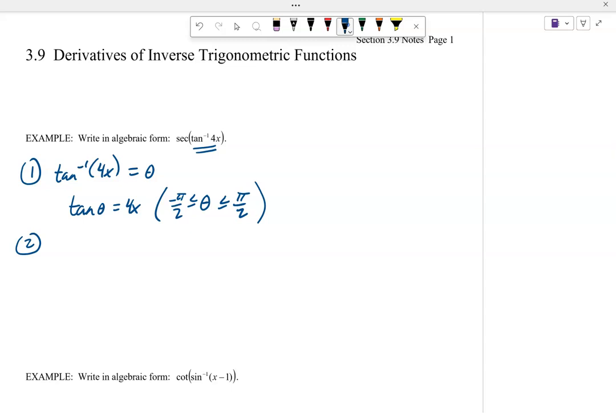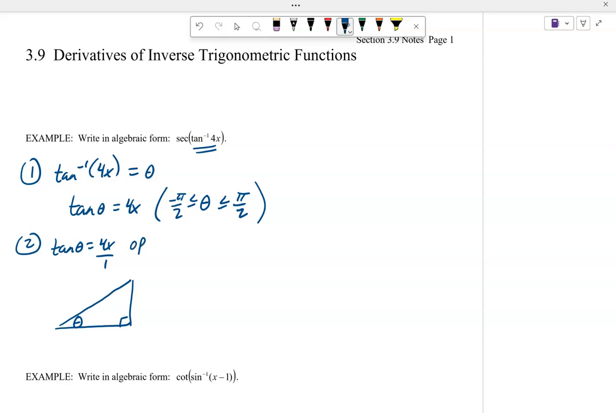Step number two is we're going to use the fact that the tangent of theta equals 4x, or 4x over 1, and we're going to draw this triangle here with theta, okay? And if you remember SOHCAHTOA, right? Sine is opposite over hypotenuse. Cosine is adjacent over hypotenuse. Tangent's opposite over adjacent. Of course, I remember that as, oh heck, another hour of algebra. That's how I was taught SOHCAHTOA.